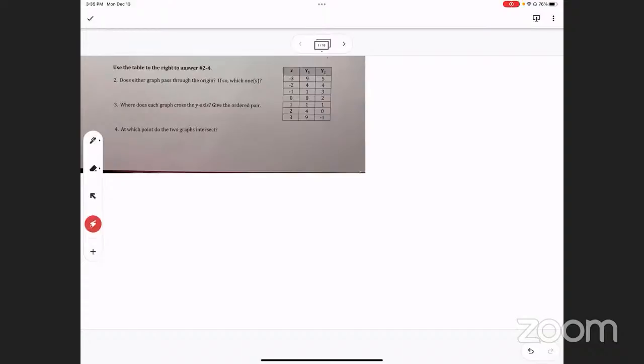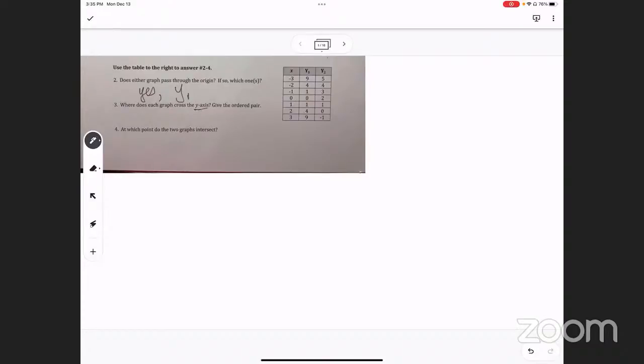So can you see that for the point 0, 0, you look at your x coordinate and then look at either one of these, are they 0? That means that it goes through the origin. Got it. Y2 doesn't go through the origin. Y2 goes through the point 0, 2. So the y-intercept is 2. But this first one does go through the origin. So yes, y1.